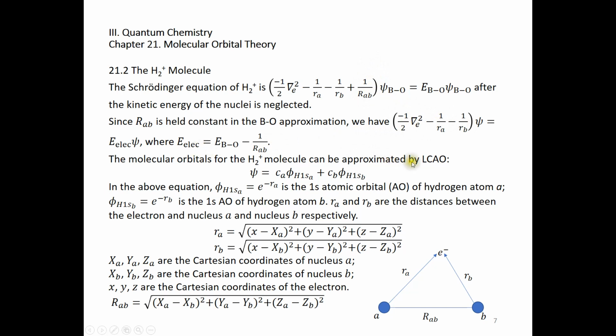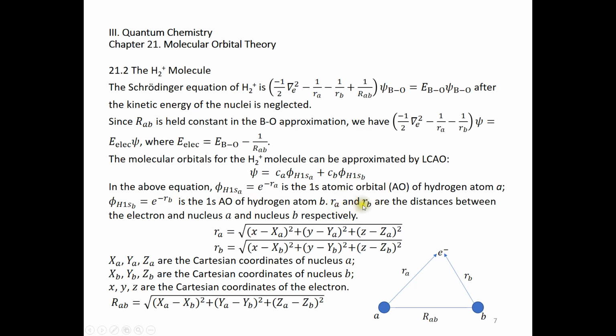Now let's look at the LCAO method, linear combination of atomic orbitals. So we express the wave function of the molecular orbitals of this H2 plus molecule to be a coefficient times the wave function of 1s A, and then a coefficient times the wave function of 1s B. So in this equation, 1s A is e to the power of negative Ra, 1s B is e to the power of negative Rb.